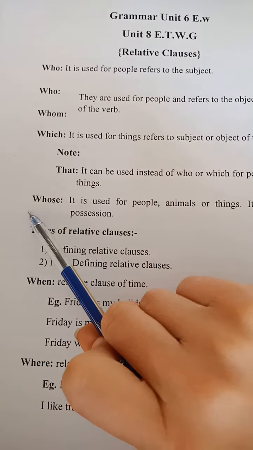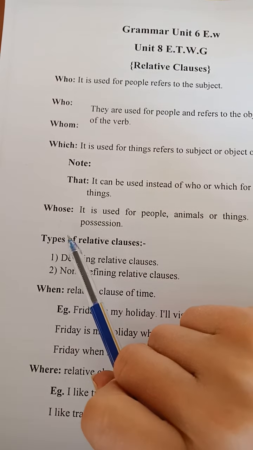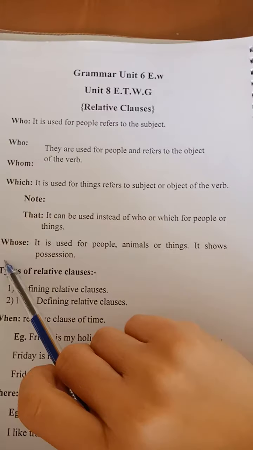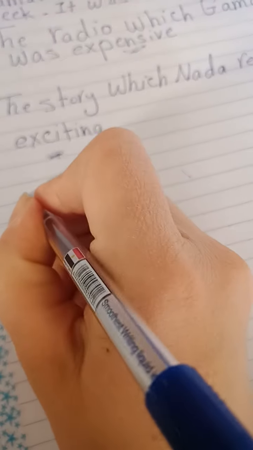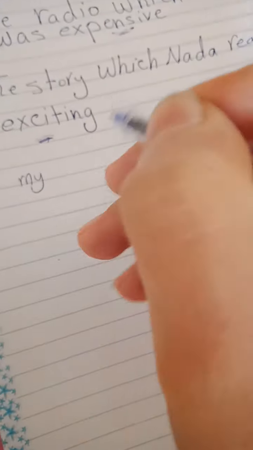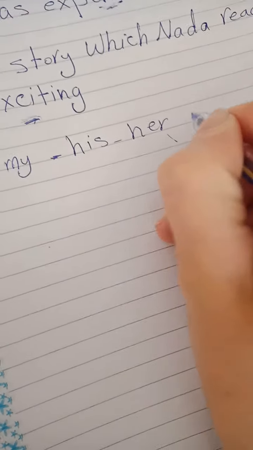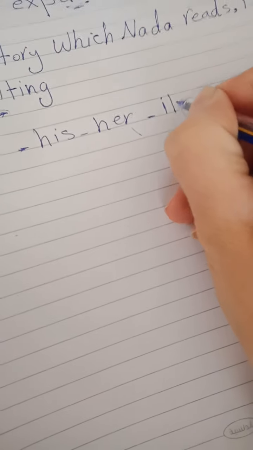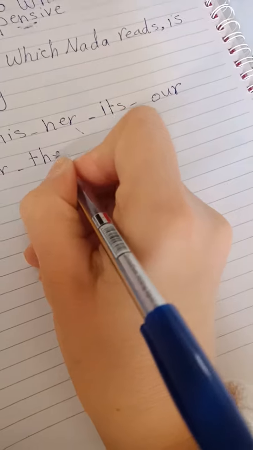Now I will talk with you about whose. Whose is used for possessive. So, which types of possessives do we have in English? One of the most famous types of possessive is possessive adjectives like my, his, her, its, our, your, and their.